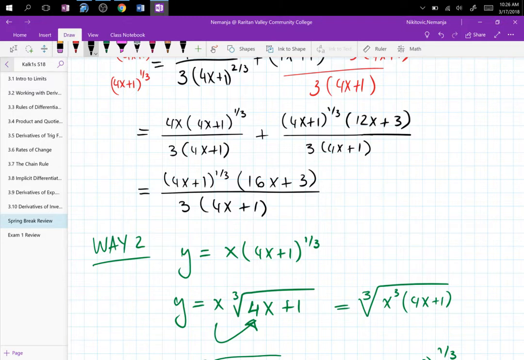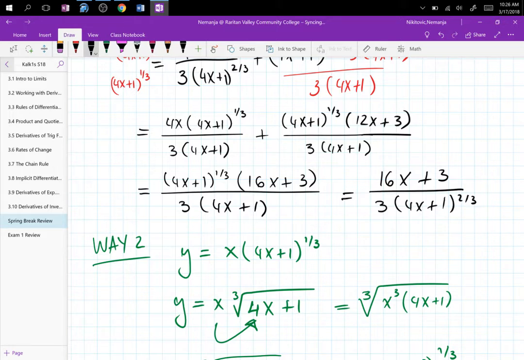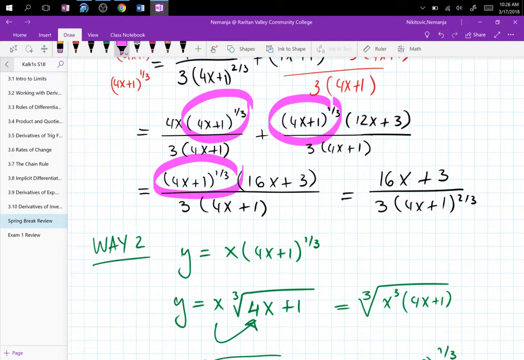Now, these two can combine into the exact answer we have down there. Nice. There we go. Much better. Because it's correct now. So what I did here is I took this guy and this guy common factor. And what's left is 4x plus 12x, which gives me 16x. And then plus 3.